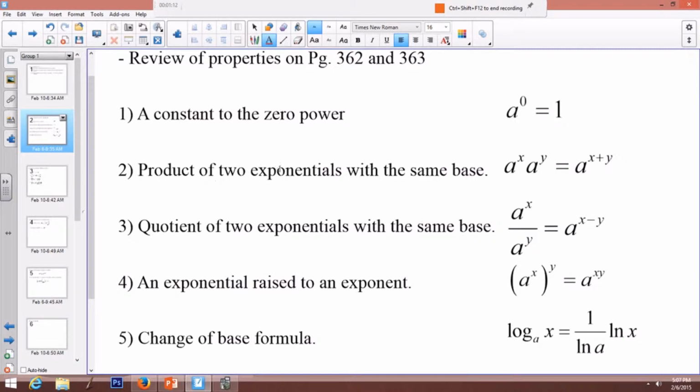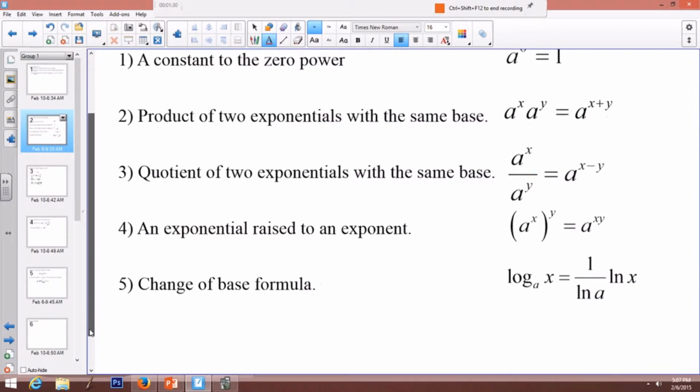And the product of two exponentials of the same base, if I go a to the x times a to the y, is the same as a to the x plus y. The quotient, remember, if you have a to the x over a to the y, same base, you can subtract. And then exponent raised to an exponent, power to a power, you multiply.